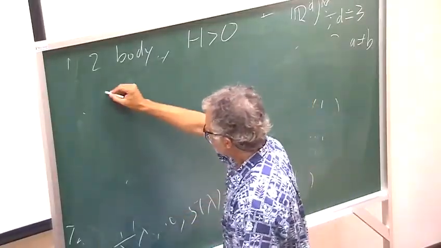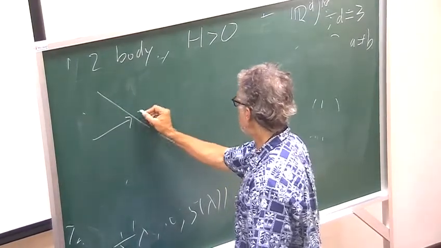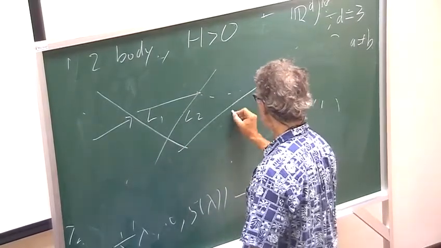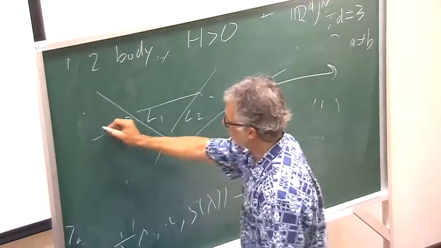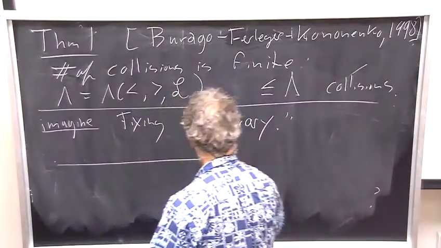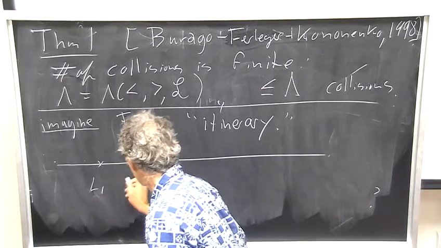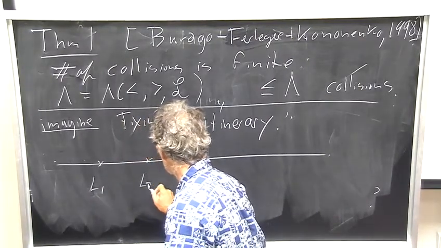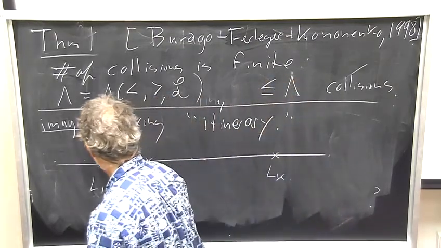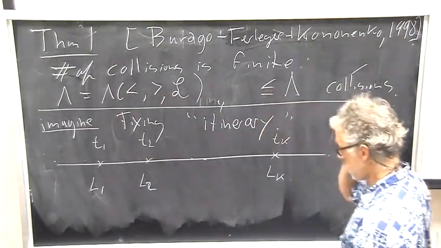So imagine that I first hit subspace 1, and then I come in and hit 2, etc. And then I finally hit LK, and then I sail off to infinity. I'm going to call that an itinerary, and I'm going to write it like this. So I have L1, L2, LK, and I have times T1, T2, TK.